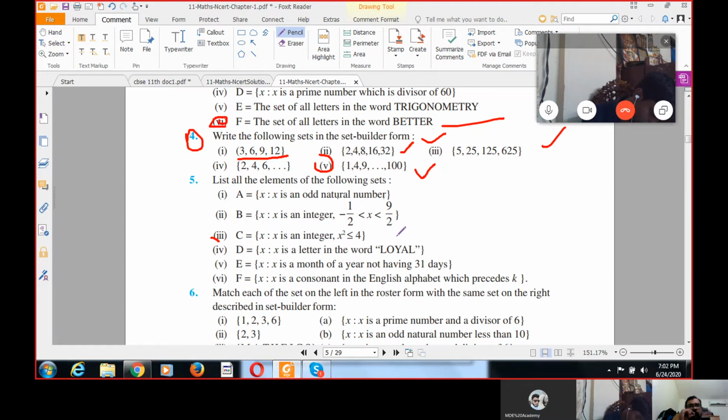The set builder form is a little difficult, but the normal roster form is so simple. Tell me the answer, make it fast. Yeah, sir, I have completed.